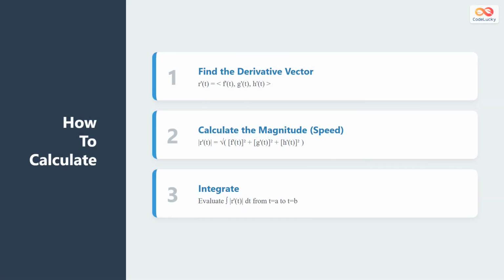There is a systematic way to calculate this. First, you find the derivative of your position vector, r prime of t. Second, you calculate the magnitude of that derivative vector, which involves taking the square root of the sum of the squares of its components. Finally, you integrate that resulting function from your start time to your end time.